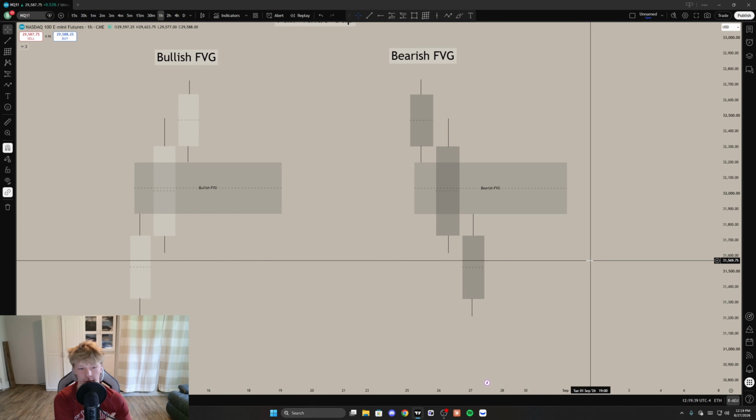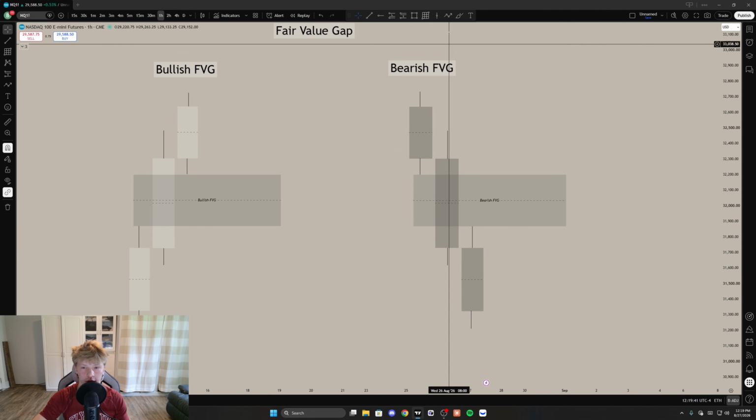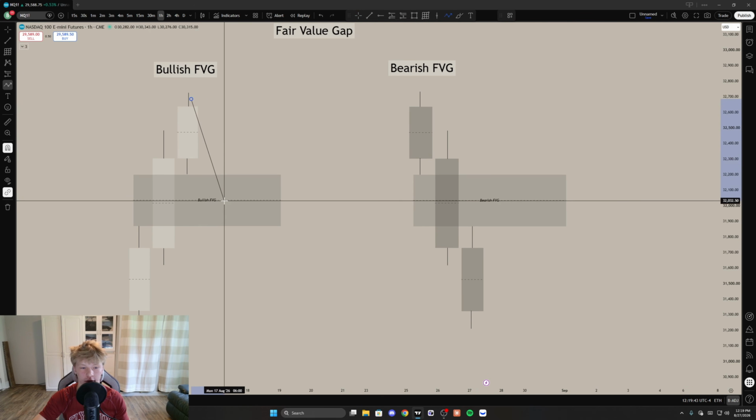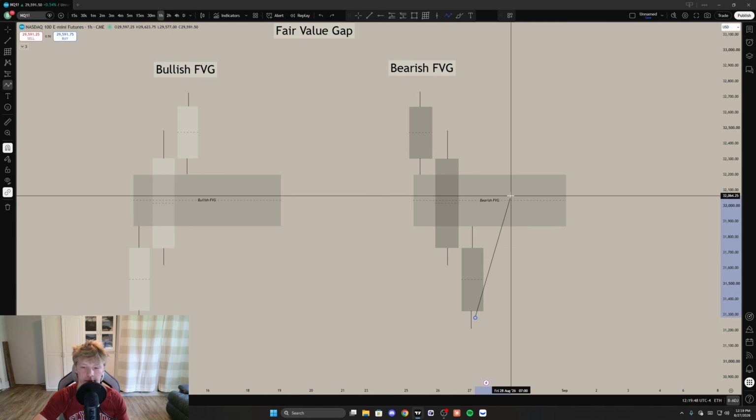Also, the best way to remember it is: for a bullish fair value gap, price has to trade down to be able to reach it. And for a bearish fair value gap, price has to trade up to be able to reach it. That's a good way to remember and not to forget.